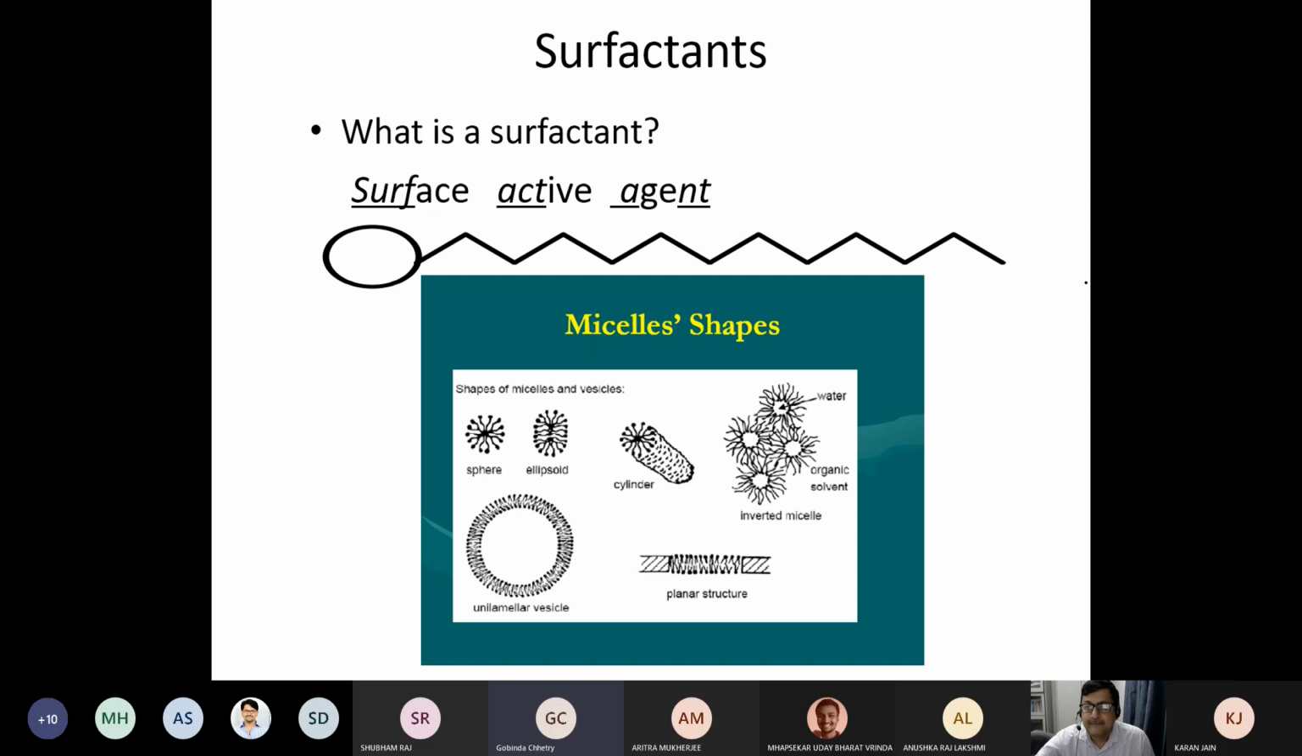hydrophobic and hydrophilic parts. So suppose you have oil, and suppose you have water. Now you want to mix them. How do you mix them? What will be the molecular design that will allow you to mix these two? So one part should be attracted to oil and the other part should be attracted to water. Right. So it has a hydrophilic head.